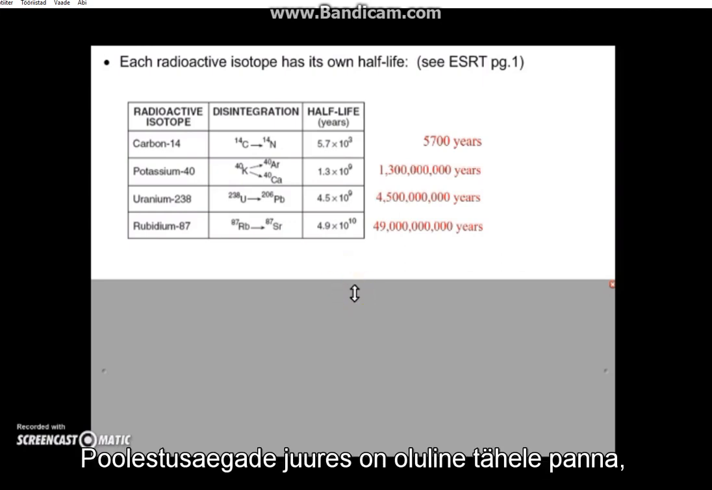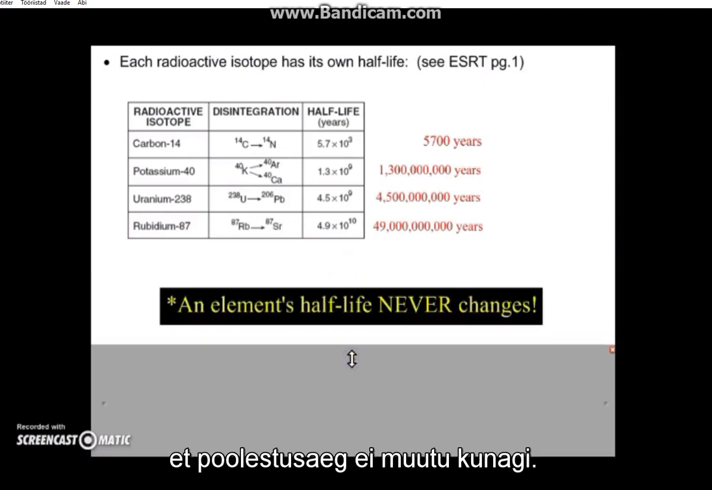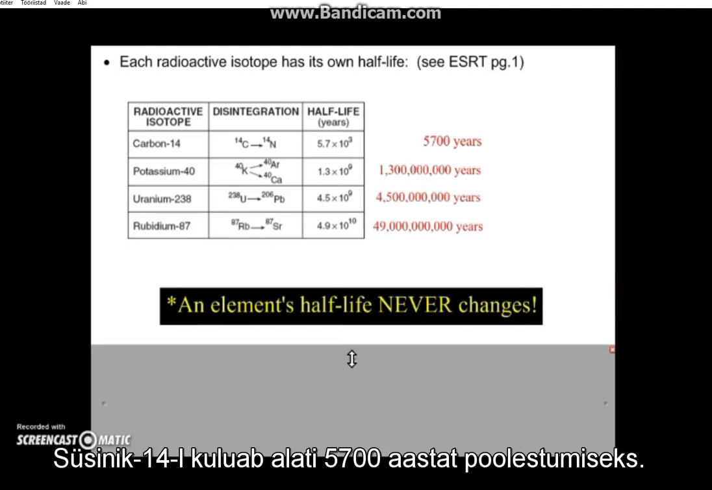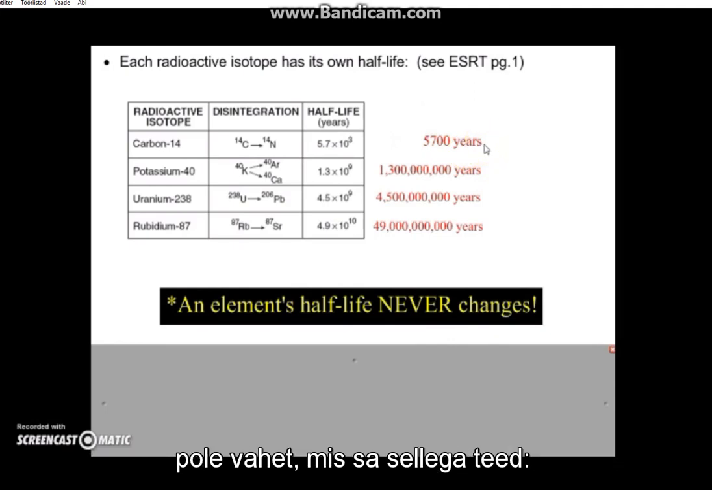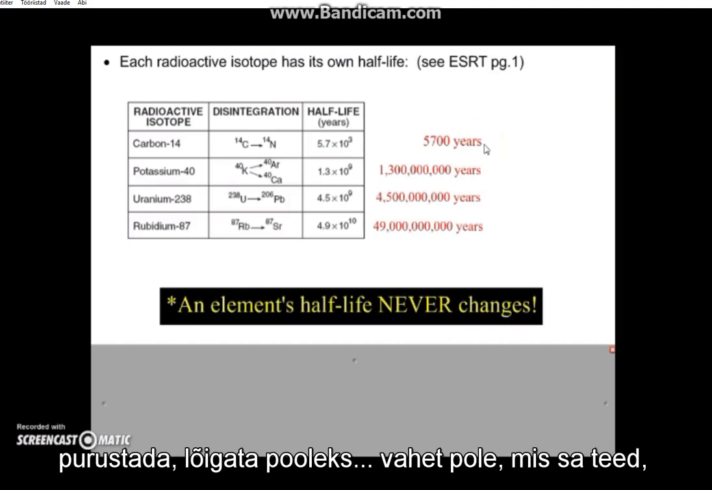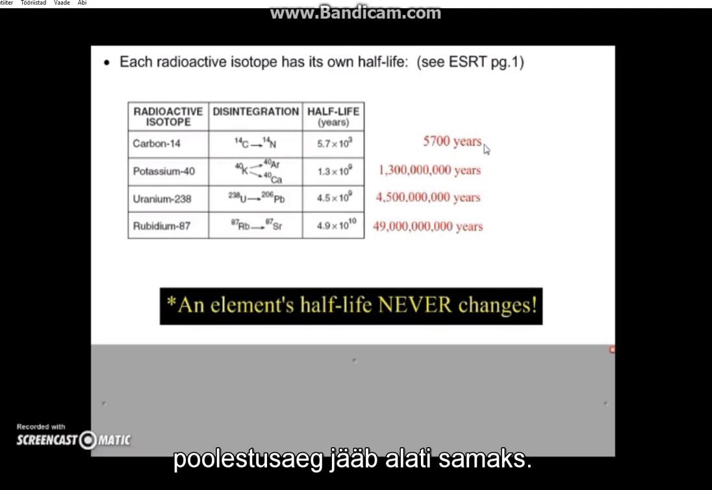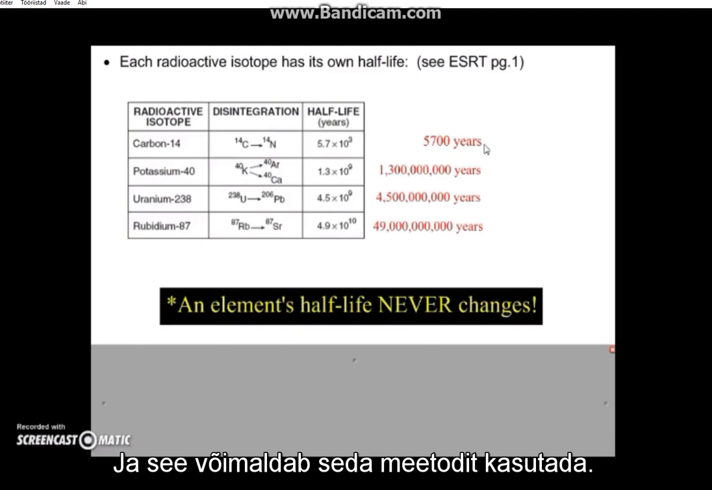What's key about these half-lives is that half-lives never ever change. Carbon-14 will always take 5,700 years to go through a half-life. It doesn't matter what you do to it. You can heat it, you can cool it, you can crush it, you can cut it in half. It doesn't matter what you do. The half-life will always stay the same. And that is the key to using this process.